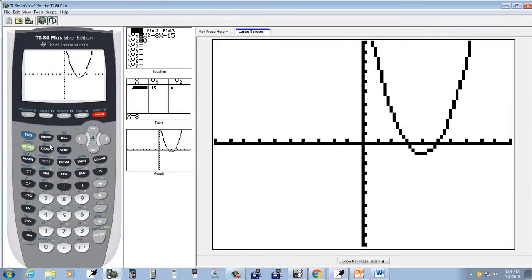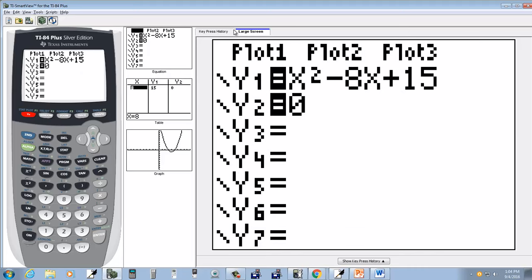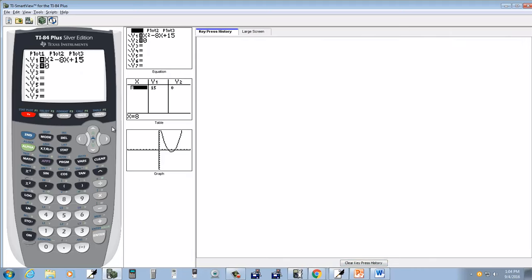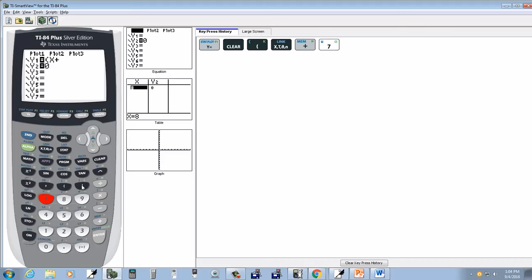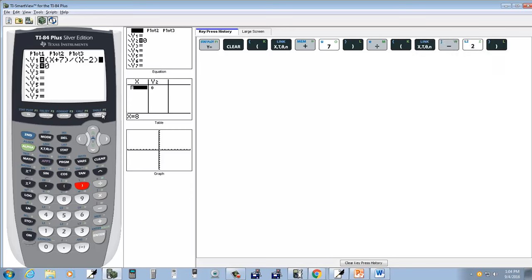So, I'll go to y equals, clear, and I'll do a beginning parentheses, x plus 7, closing parentheses, divided by beginning parentheses, x minus 2, closing parentheses, and then graph.